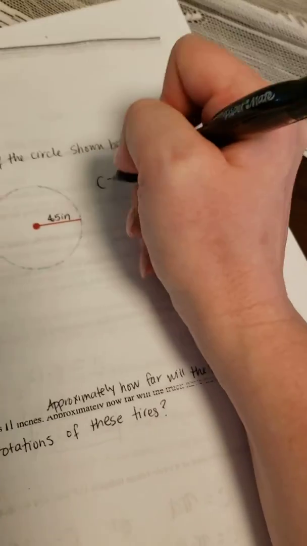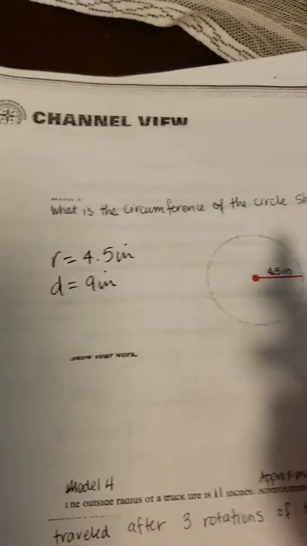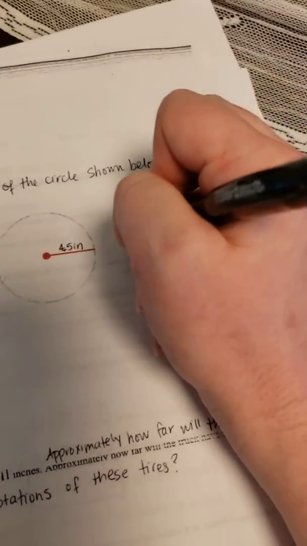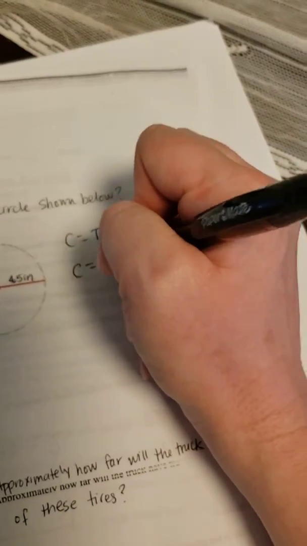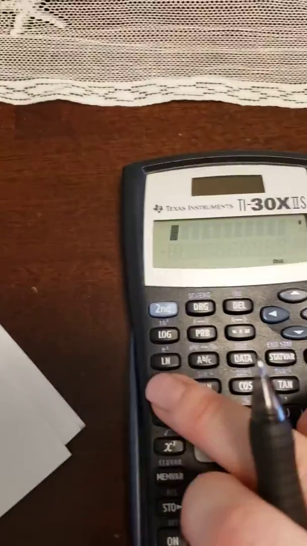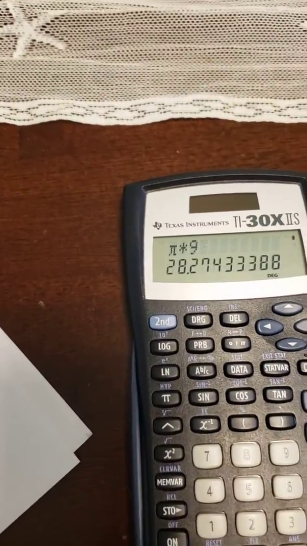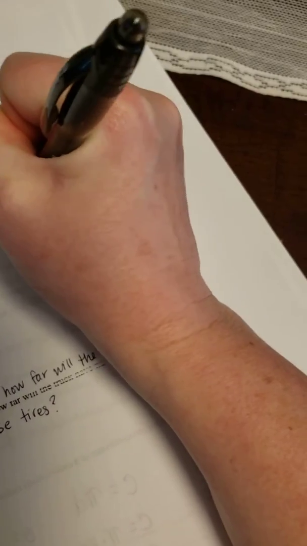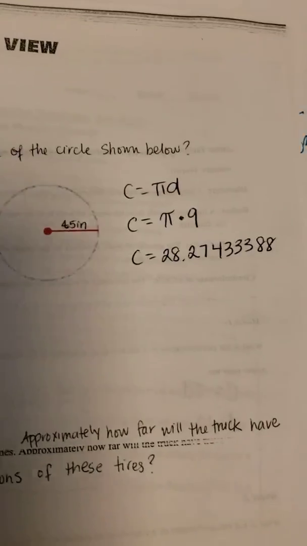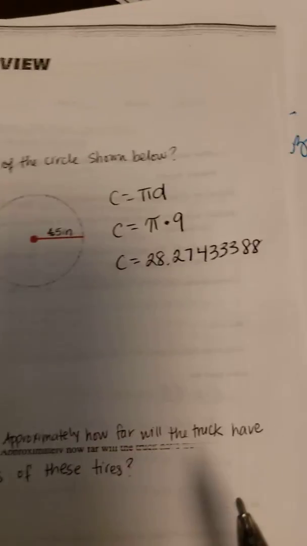So when I plug it into the formula, notice it didn't give us any directions for pi, so we are going to use the pi key. Circumference is equal to pi times 9. Circumference is equal to pi times 9, which gives 28.274333388. This one didn't give us any rounding directions.